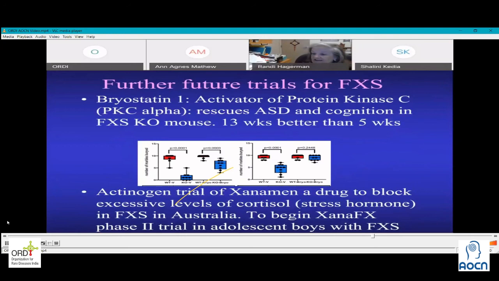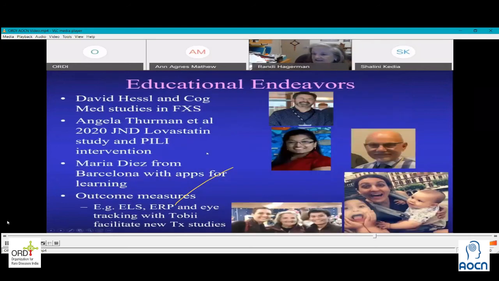And I also want to say that educational endeavors such as parent-implemented language intervention have been shown to be helpful for those with Fragile X, particularly in early types of cognitive measures such as CogMed and different types of apps for learning that Maria Diaz has published on. All of these we think can help with Fragile X.